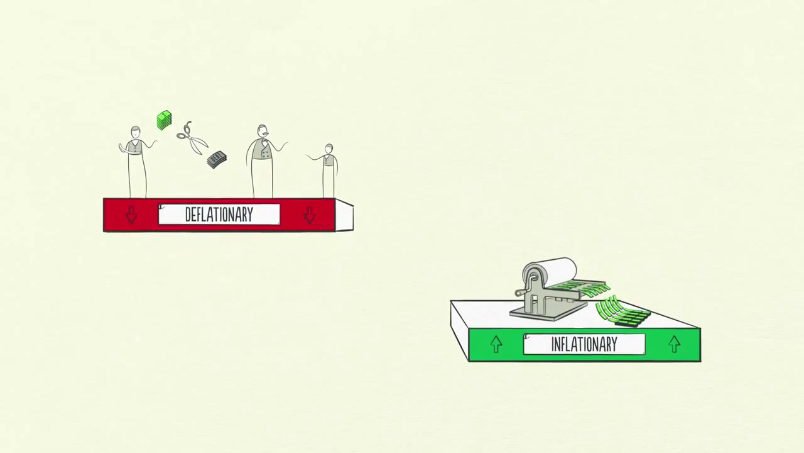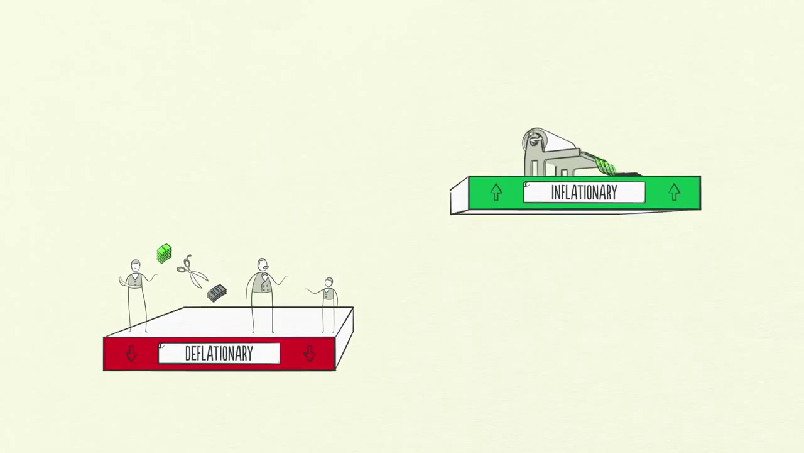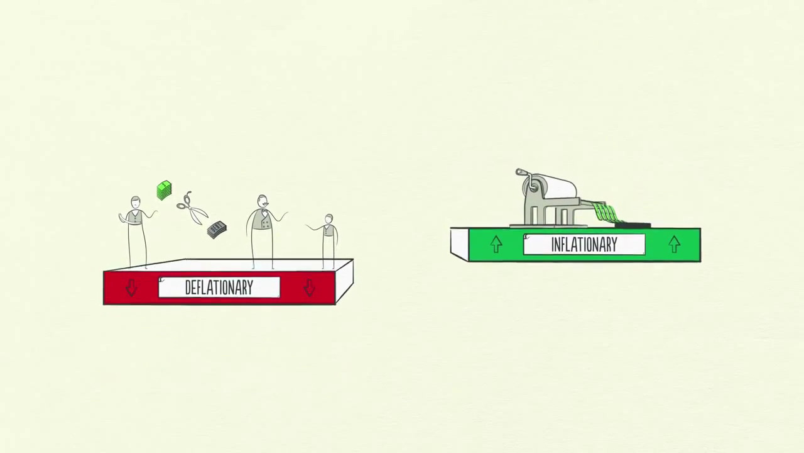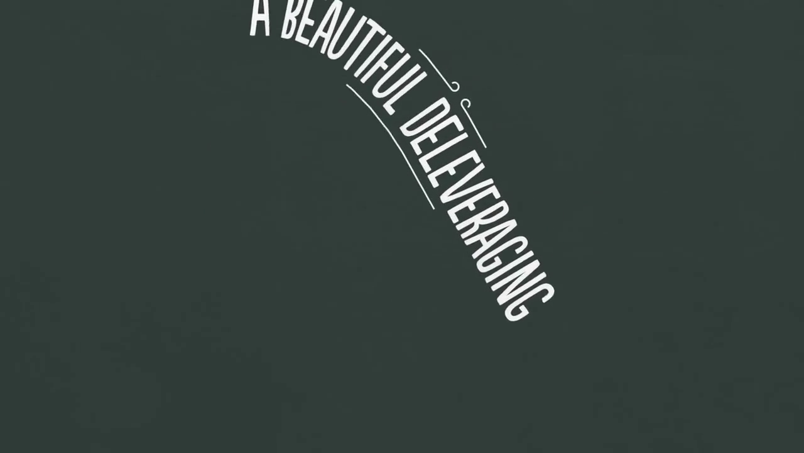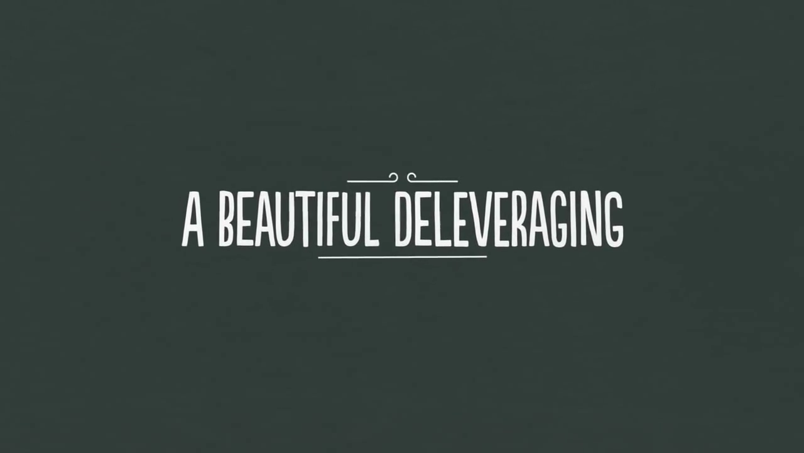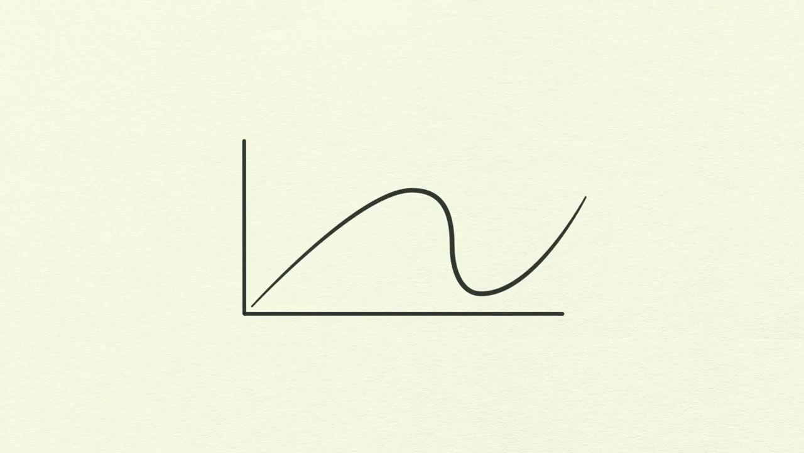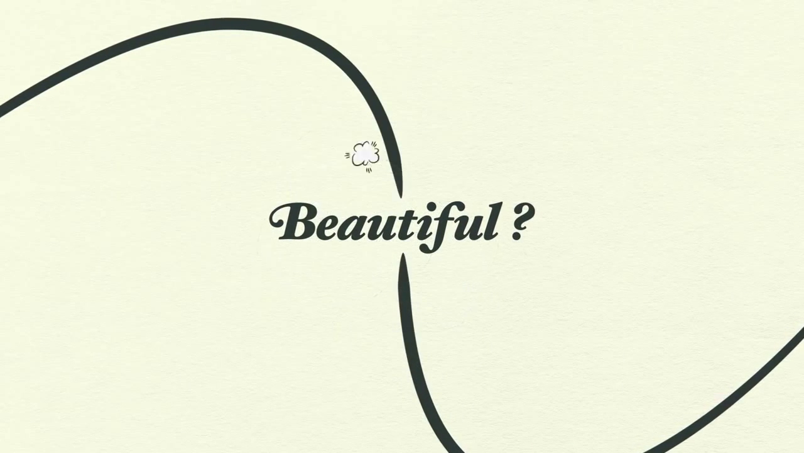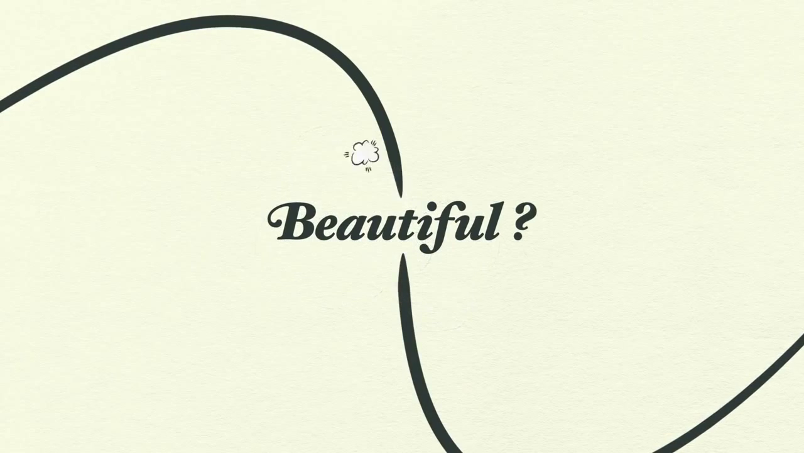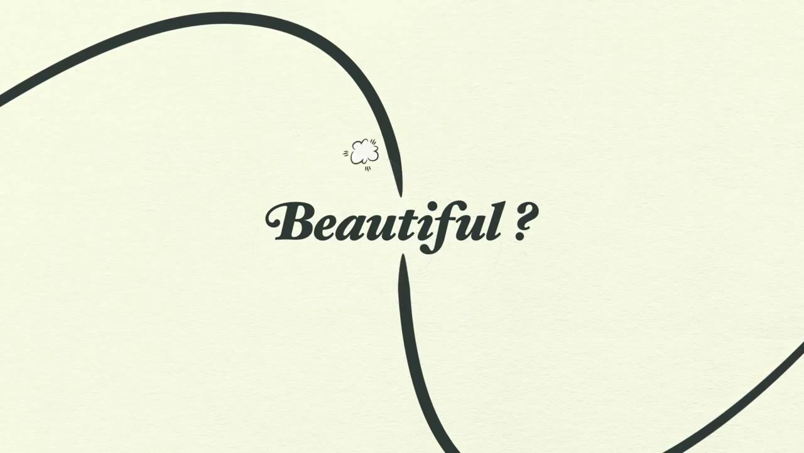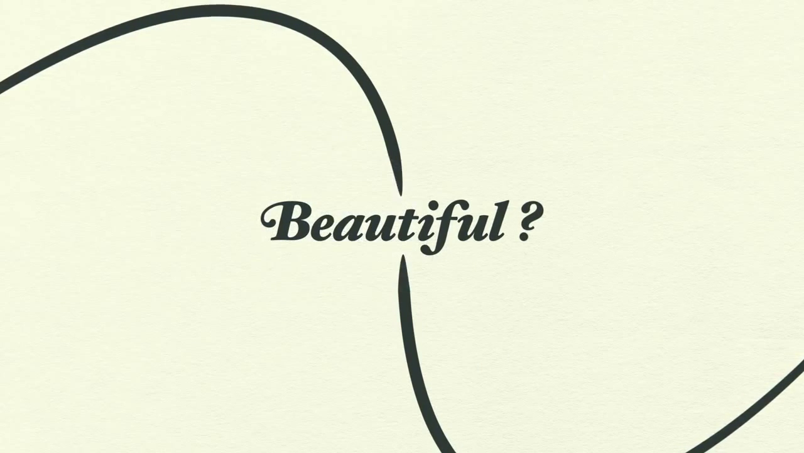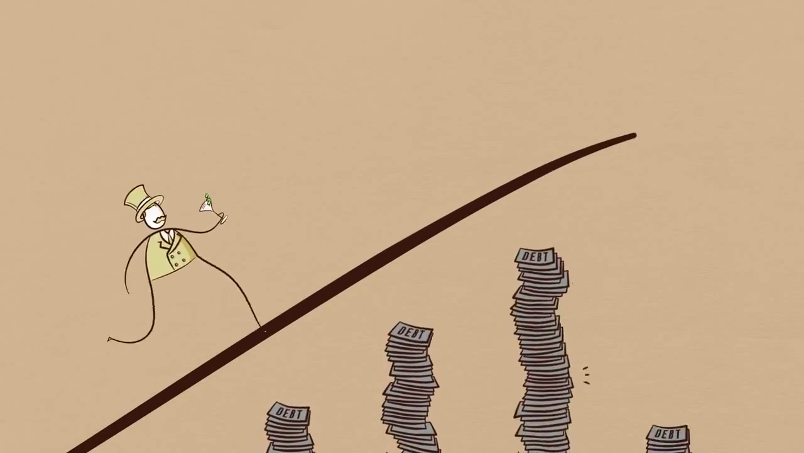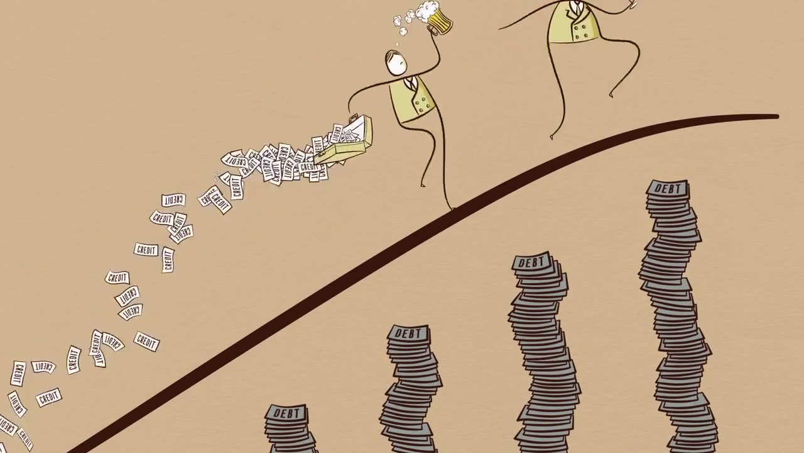The deflationary ways need to balance with the inflationary ways in order to maintain stability. If balanced correctly, there can be a beautiful deleveraging. You see, a deleveraging can be ugly or it can be beautiful. How can a deleveraging be beautiful? Even though a deleveraging is a difficult situation, handling a difficult situation in the best possible way is beautiful. A lot more beautiful than the debt-fueled, unbalanced excesses of the leveraging phase.